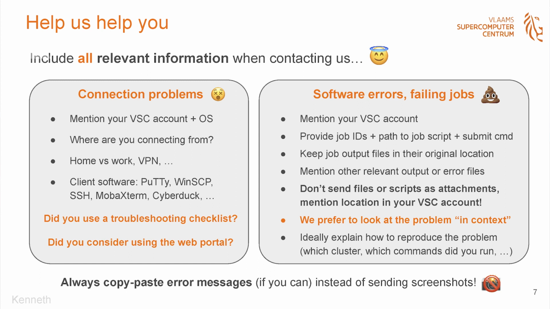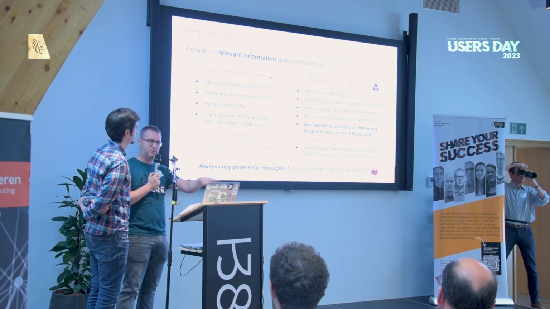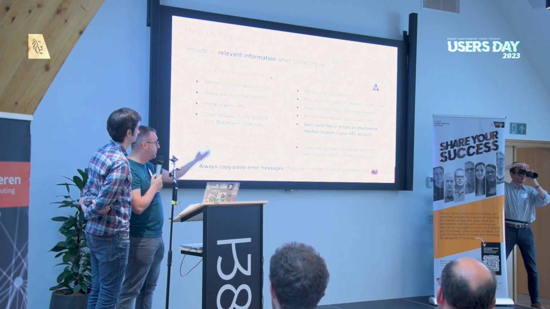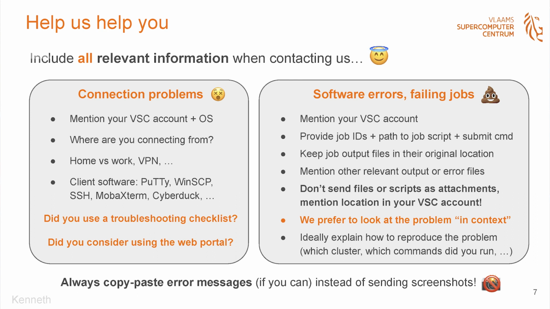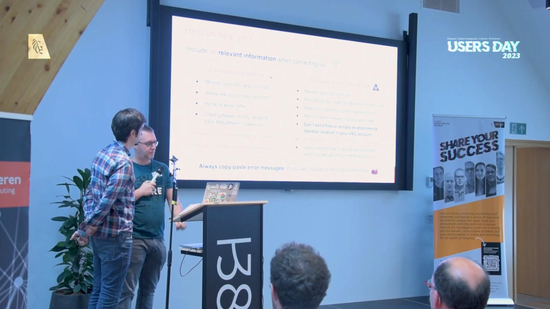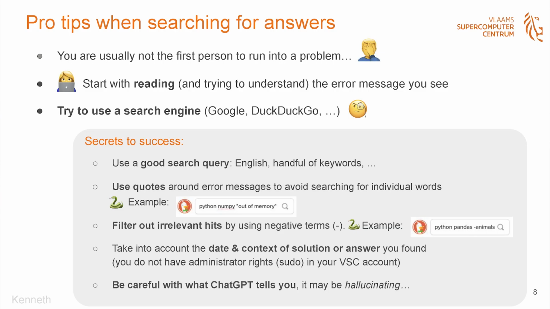Now, usually if you say, I have a problem, my job doesn't work, and you just send the email, the first thing we're going to ask you is to provide all of this anyway. So you might as well do that straight away, and that's going to shorten the time for us to help you. And if you can avoid it, don't send screenshots. If it's a GUI application, of course, that's difficult to prevent, but if you can, copy-paste the error messages so we can drop them into Google and do some searching. That brings me to the next slide.